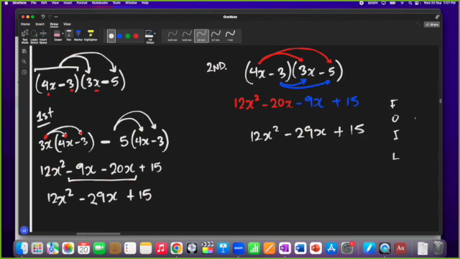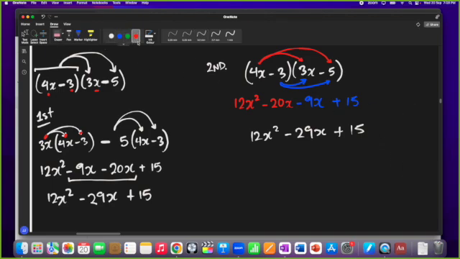That's a new thing. So it means the F will be first term by first term, and the O will be outer by outer. The I will be inner by inner, and the L will be last by last. Yeah, that's harder. I now know why I probably never learned that, because that's harder.